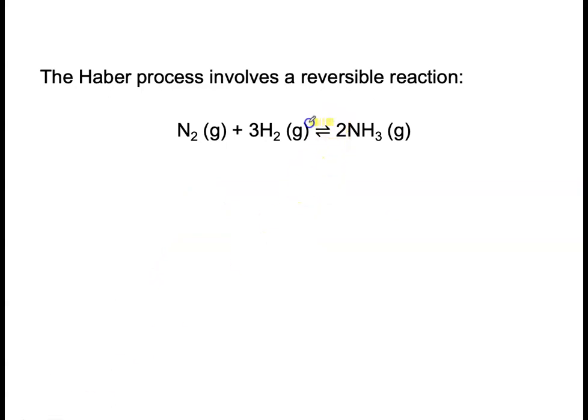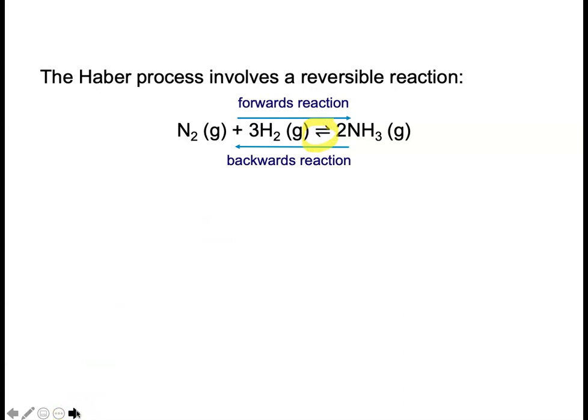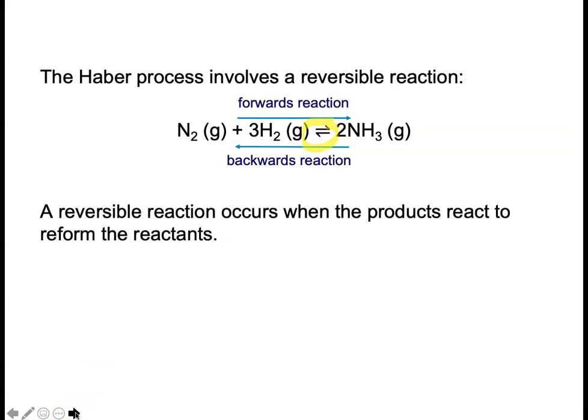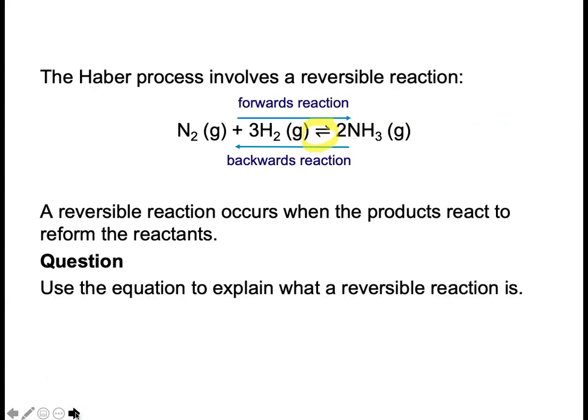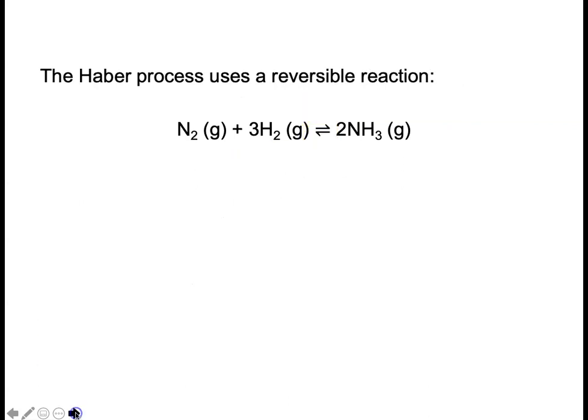and the process involves a reversible reaction, as you can see from the sign, reversible reaction. Okay, so the forward reaction and the backward reaction, you can see a reversible reaction occurs when the products react to form the reactants. So use the equation to explain what a reversible reaction is. My advice is pause the video here and answer the question.